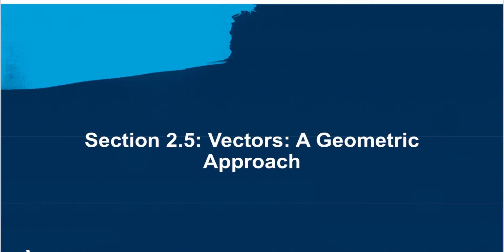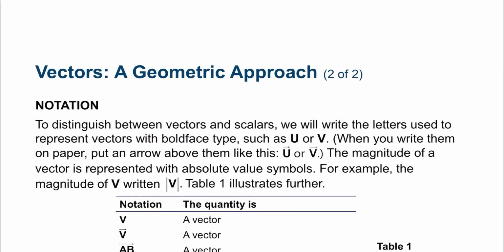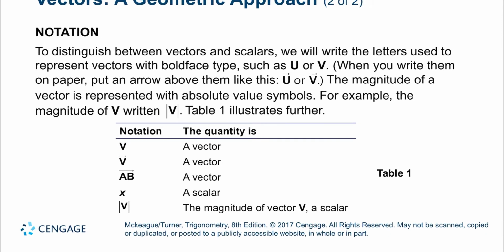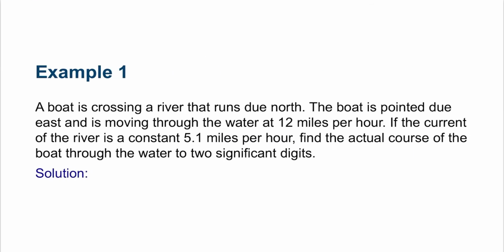Vectors, a geometric approach. So here's some notation. This represents a vector. You can also have a V with the arrow on top of it. That would also indicate a vector. And here's another example. If you just have a lowercase, that's a scalar. And if you have the absolute value bars on the side, that's the magnitude of the vector.